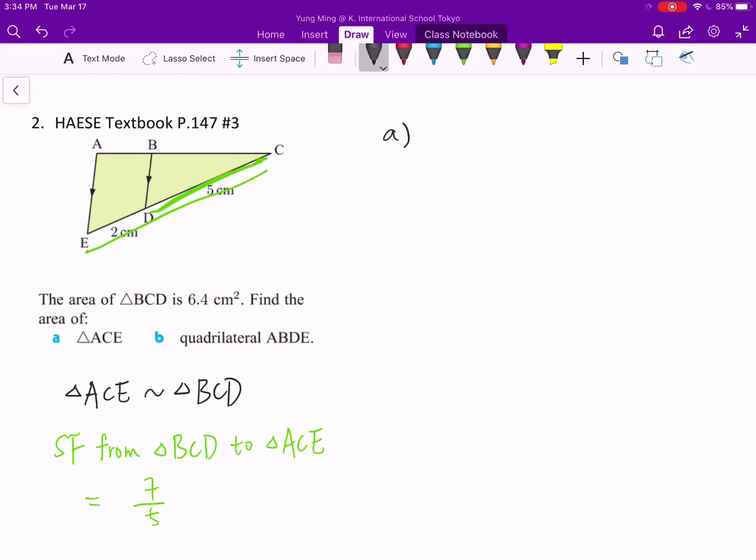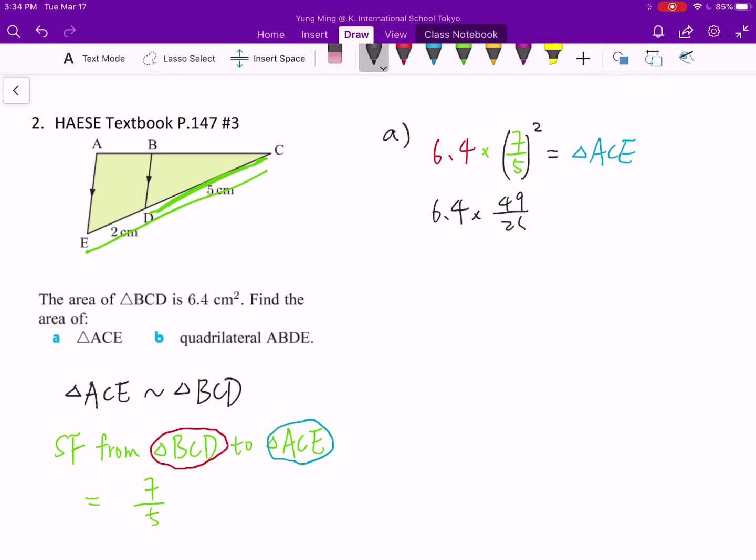Part A, what is the area of triangle ACE? Well, you know that if I'm going from triangle BCD to triangle ACE, I need to multiply by 7 over 5. So that means if I have the area of BCD, which is 6.4 in this case, if I multiply that by 7 over 5 squared, because we're comparing the areas now, I will get to my triangle ACE, right? So in this case, we have 6.4 times 49 over 25. That would give me the area of ACE. So in this case, area of ACE will be equal to 12.544 centimeters squared.